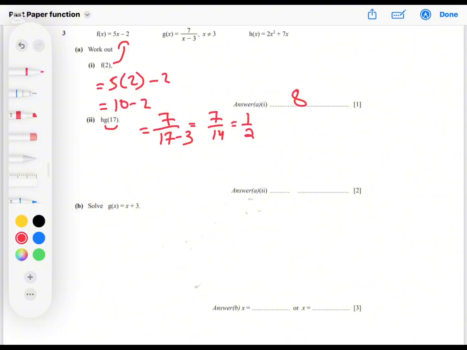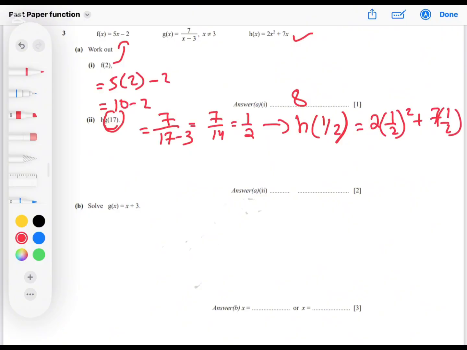It is a similar question to what we did in part of question 2. Now I get 1 over 2. This means the question now becomes h(1/2), because the value of g(17) we get is 1 over 2. This means I have to put 1 over 2 in the function of h. So 2 times (1/2) whole squared plus 7 times 1/2. So 2 times 1/4 plus 7 over 2.